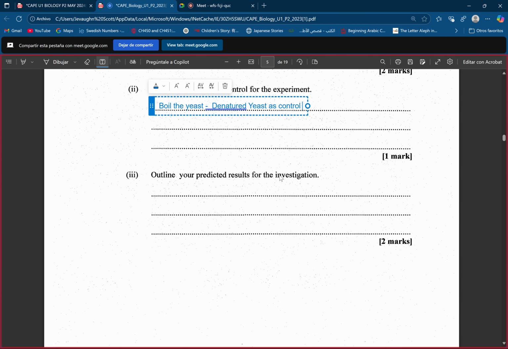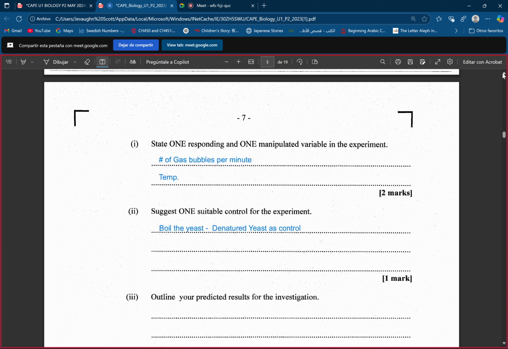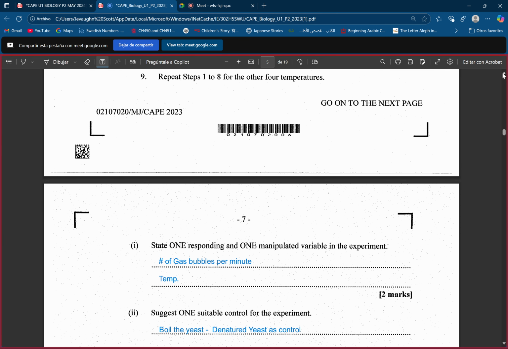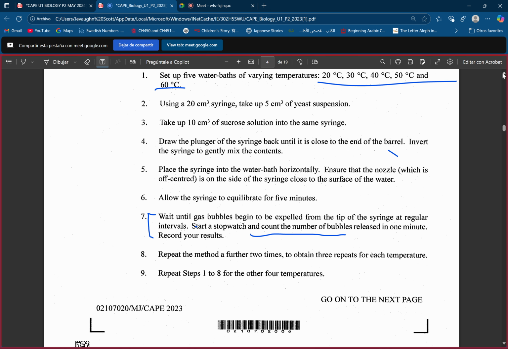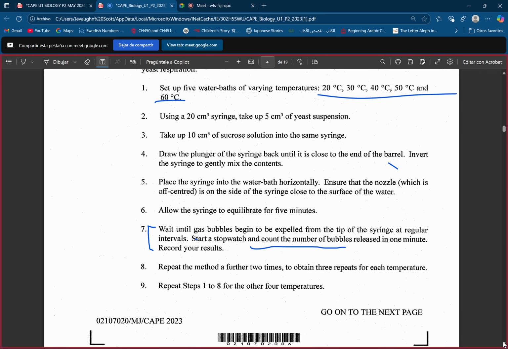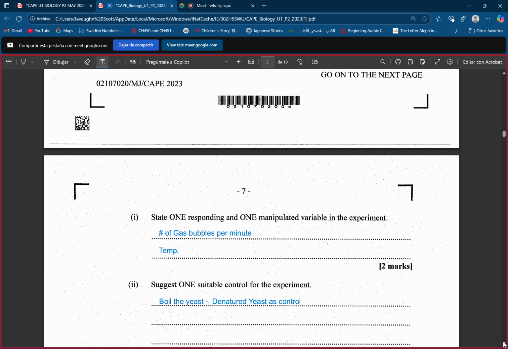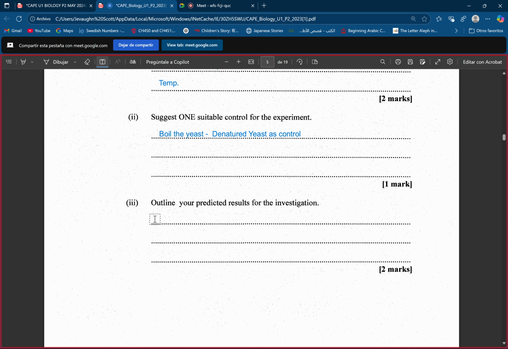Outline your predicted results for the experiment. Your predicted results would be what? Because we're increasing the temperature, the temperature we're changing from, right? We're going from 20 degrees Celsius to 50 degrees Celsius, well, to 60 rather. Right, so what would be your suggestion? What would be your predicted results? It's like you're writing a PD. What would be the predicted?